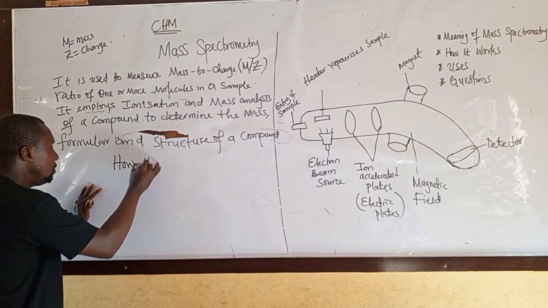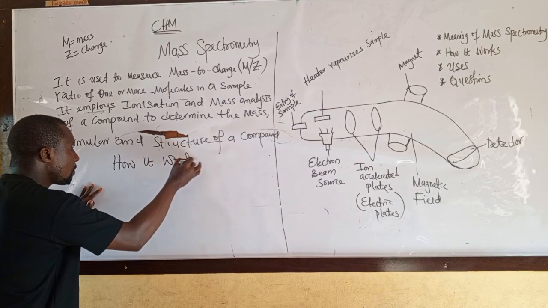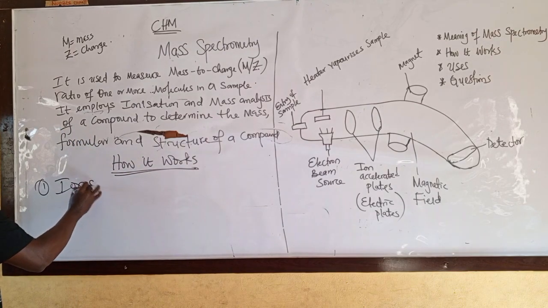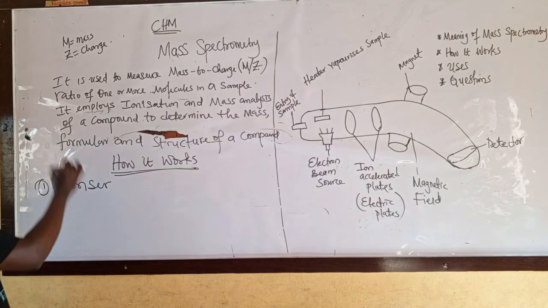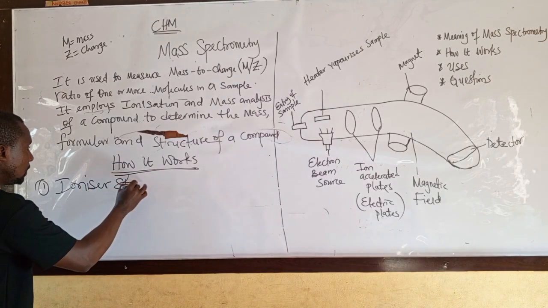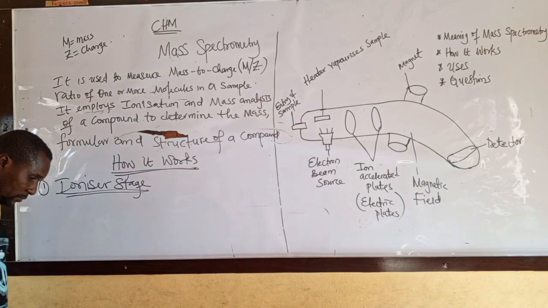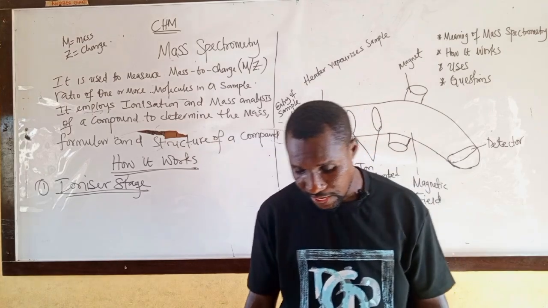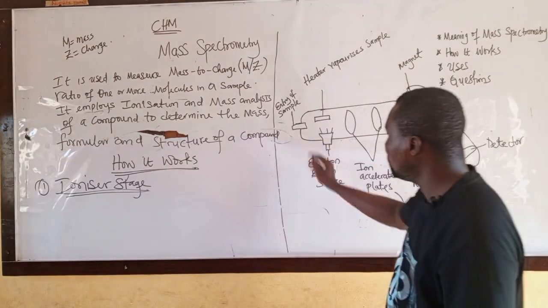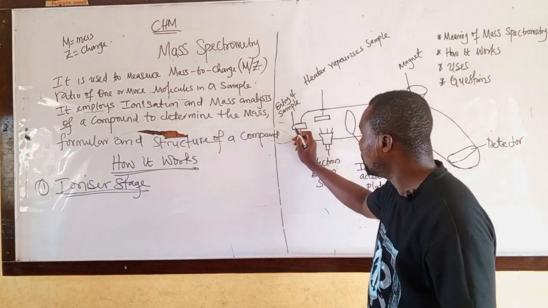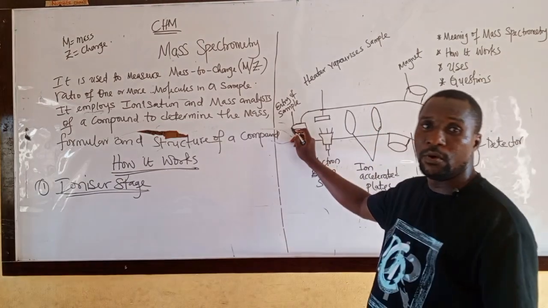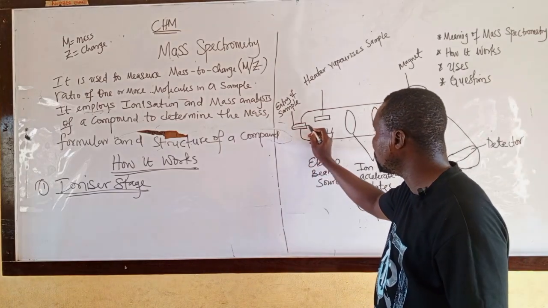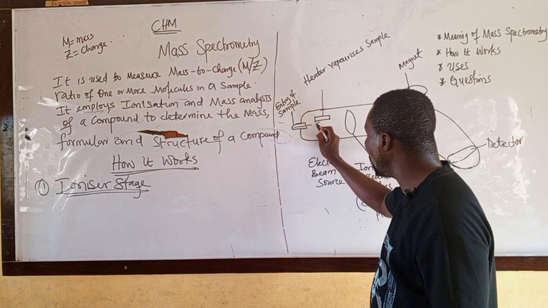Then how does it work? The first one, number 1, ionizer stage. I will use this diagram to explain that. Please look at it. This is the entry of the sample. The sample or the molecule you want to analyze will pass through this. Then it will come to this point.